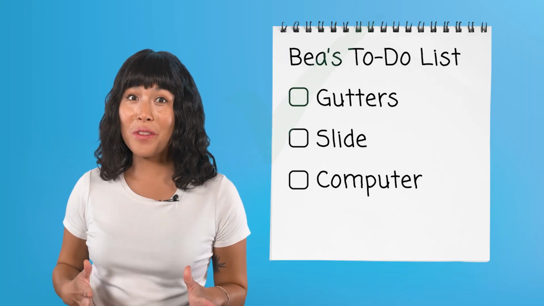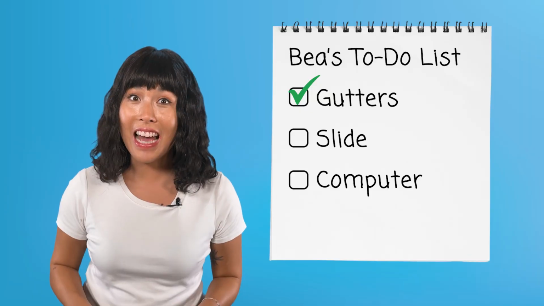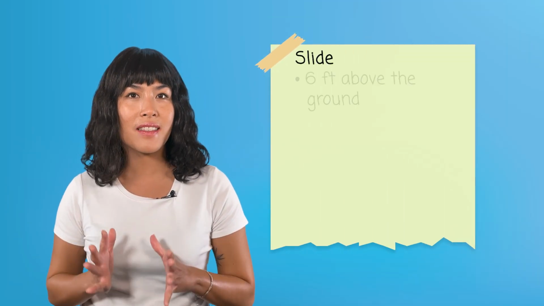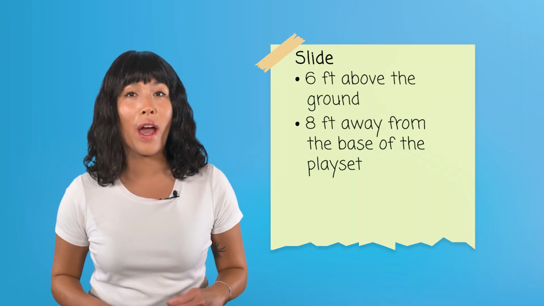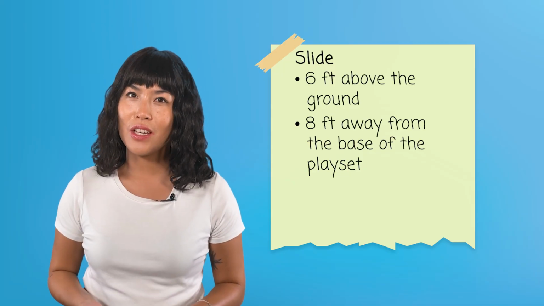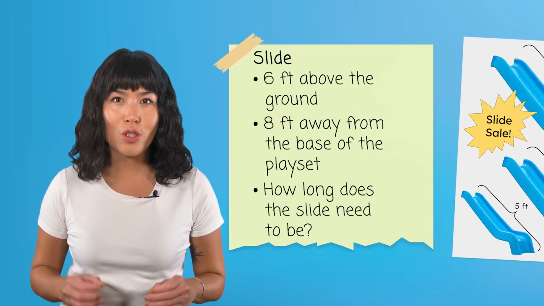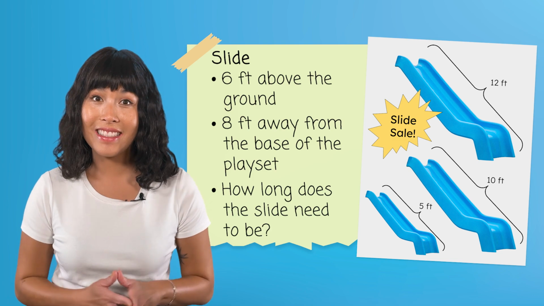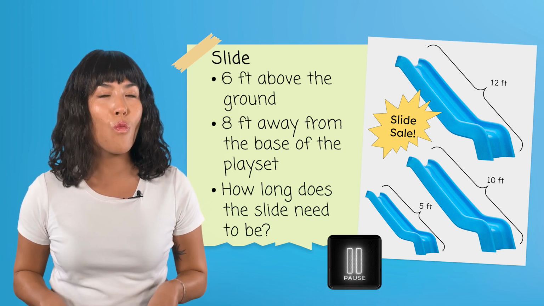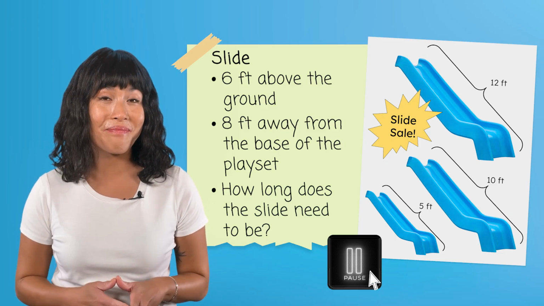Perfect. I'm going to clean out those gutters while you help me check off the next item on my list, picking a slide for the backyard. Here's what we have. The top of the slide needs to be 6 feet above the ground, but the bottom of the slide must be 8 feet away from the bottom of the playset. So, how long does the slide need to be? The store has 3 options for slide lengths, and I'm hoping one is the right fit. Pause now and determine what the length of the slide should be. It may be useful to start with a sketch.